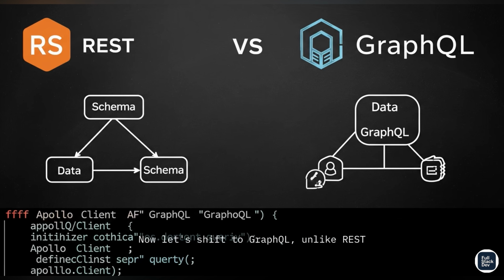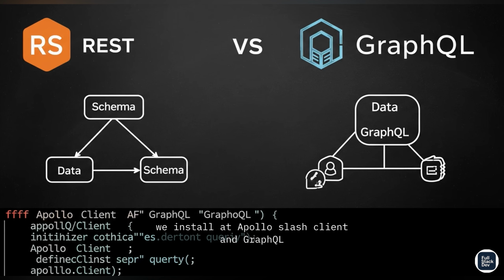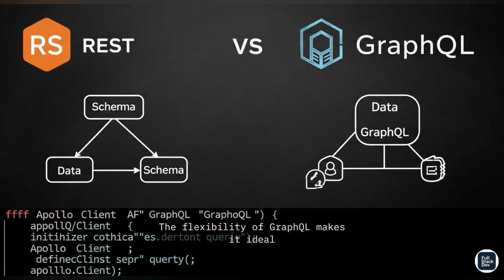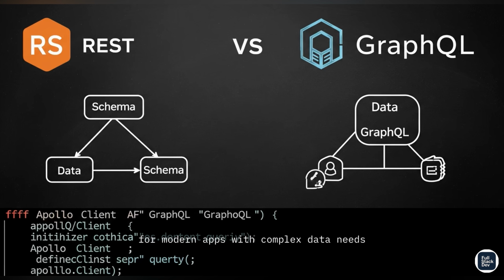Now let's shift to GraphQL. Unlike REST, which returns fixed data structures, GraphQL lets us specify exactly what we want from the server. It uses a single endpoint and works with queries and mutations. To get started, we install @apollo/client and graphql. Then wrap our app in an Apollo provider that connects to the backend. The flexibility of GraphQL makes it ideal for modern apps with complex data needs.